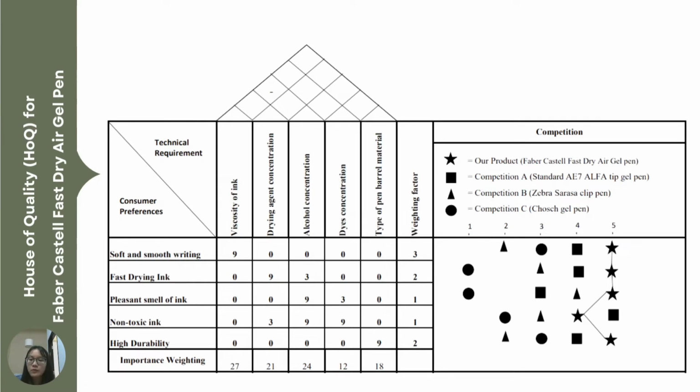Next, we also compare our product with another 3 brands. So our product in the table is the star shape, which is the Faber-Castell Fast Dry Air Gel Pen. And then another three brands. The first, the rectangular one, is the standard AE7 Alpha Tip Gel Pen. And then the triangle is the Jabra Sarana Clip Pen. And the circle is the Scotch Gel Pen.